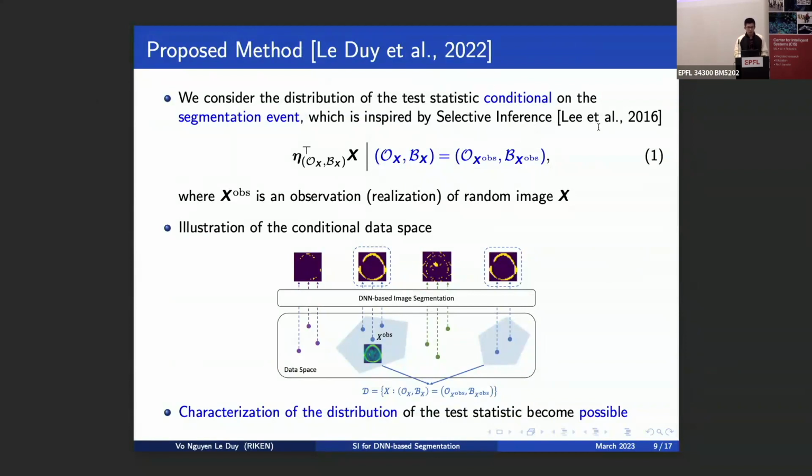So the main concept is that eta is constructed from the data, so eta is random. If we condition on the event that the segmentation result is obtained, then eta is considered to be fixed. Then the remaining random quantity is x. Then the conditional distribution can be characterized, so we can derive the distribution.